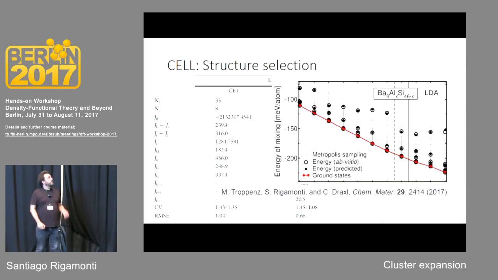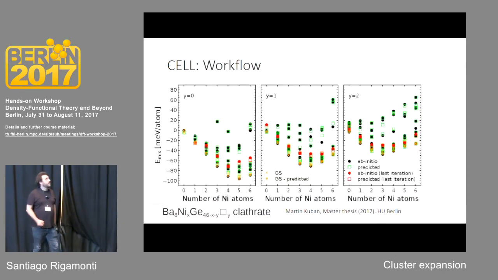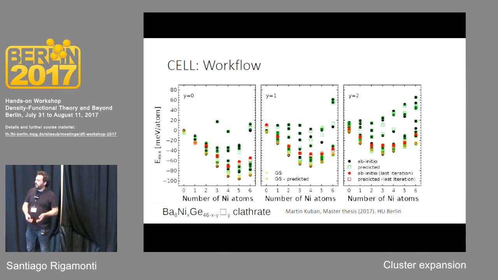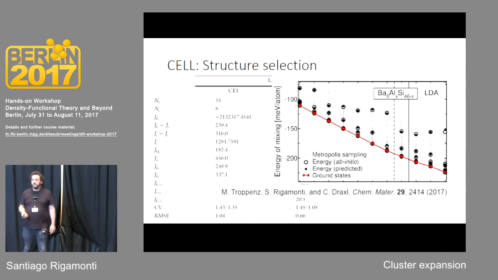Okay, so then there is a question here. We are not making full enumerations. Also, the way we are selecting structures is a bit biased, because you are basically sampling more structures of low energy. So the question is, is this good enough?